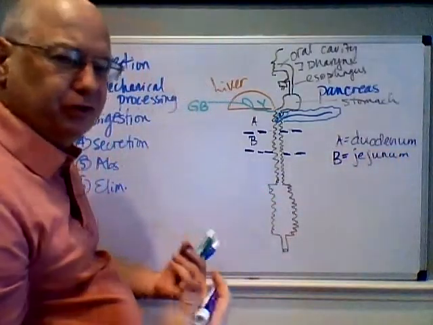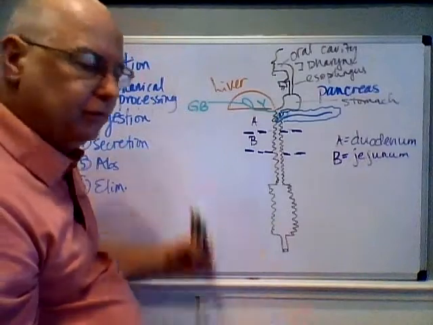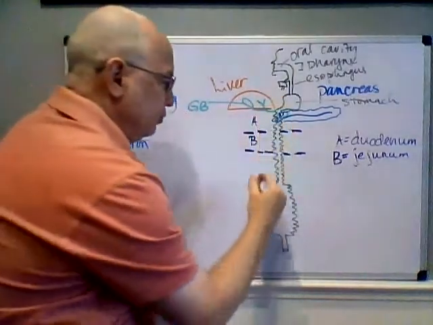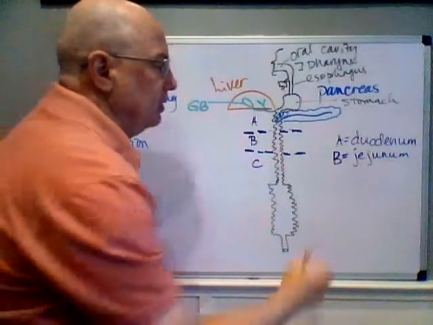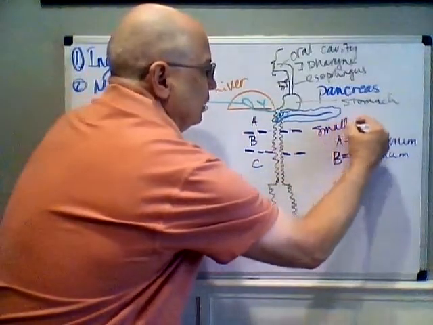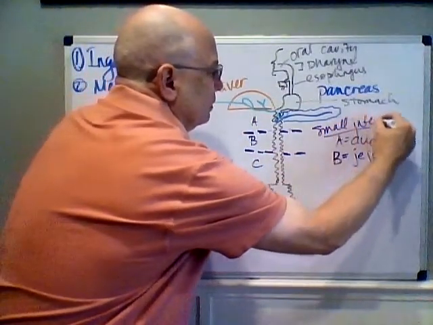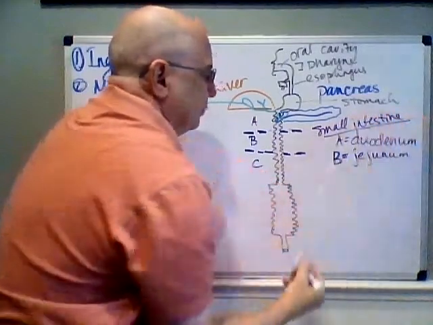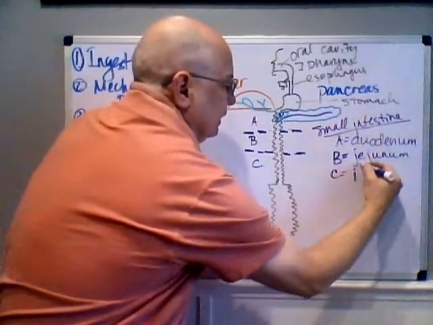And the jejunum is where we're going to do a lot of absorption. The longer it is, the more surface area for absorption. And then the last section of the small intestine. So these 3 areas all make up the small intestine. Okay. The last section is called the ileum.